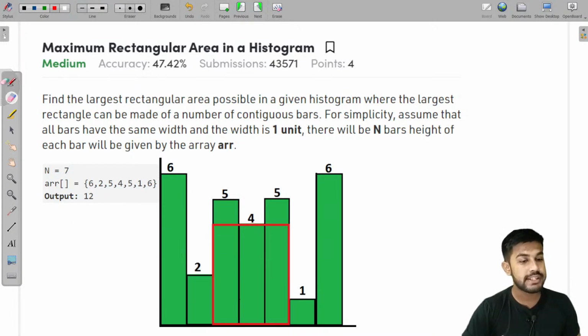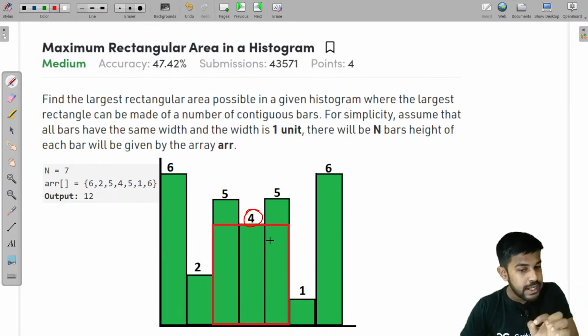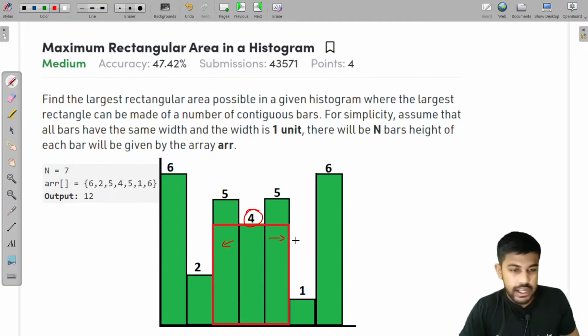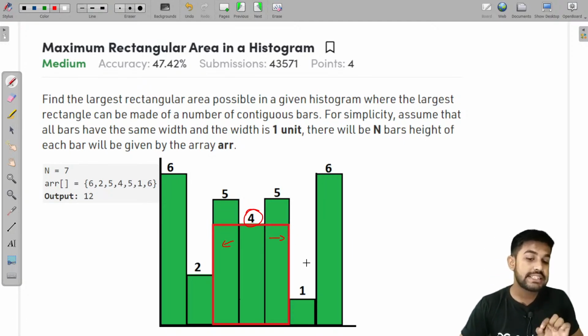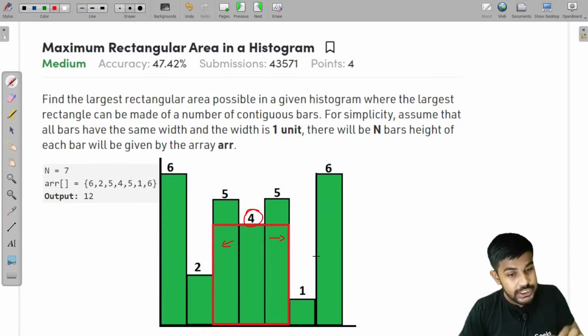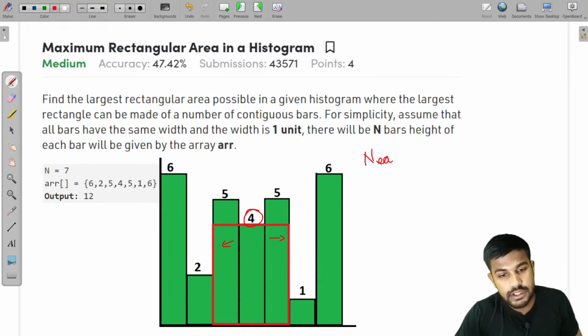Now talking about this, the same would happen on the 4 itself. We need to see how far we can go with the minimum as 4. We need to go this side and we need to go this side. This is it. So now we can see, we need to get the index of the element which is nearest and smaller. Nearest next smaller element. Nearest next smaller.